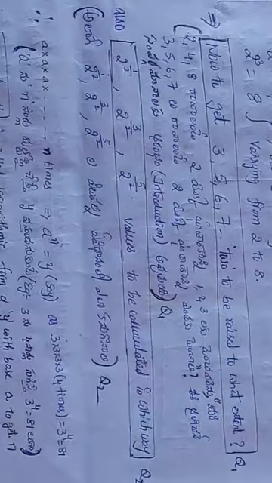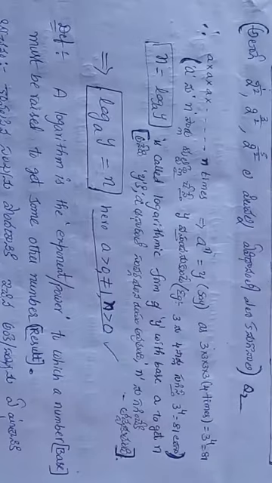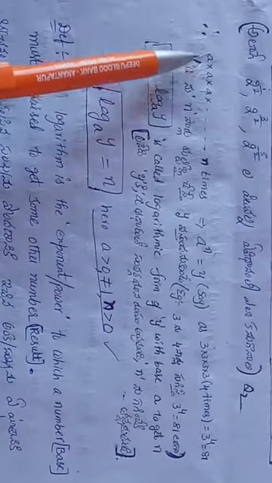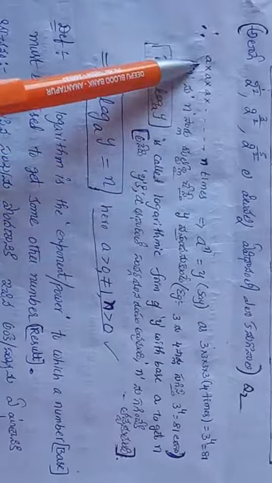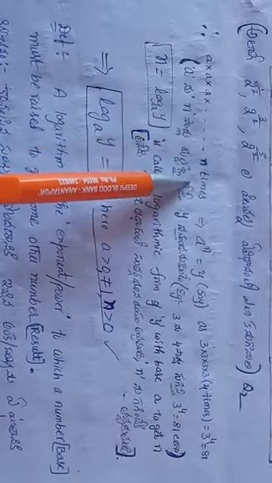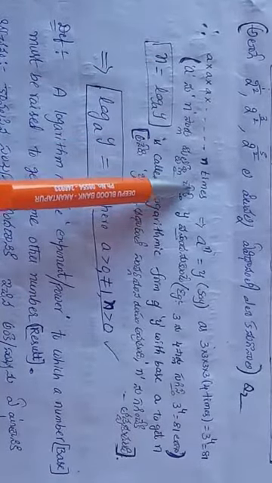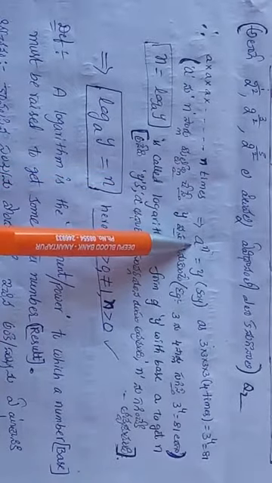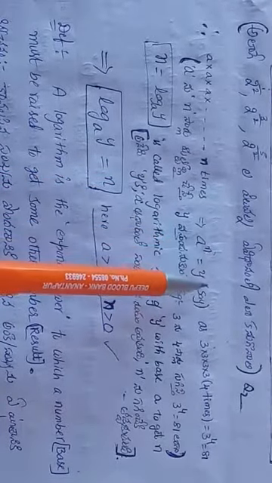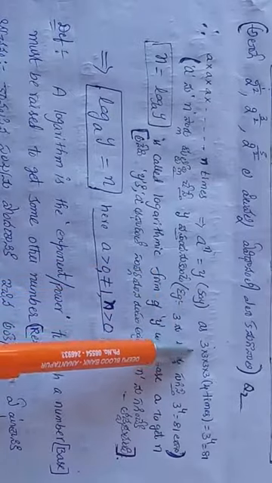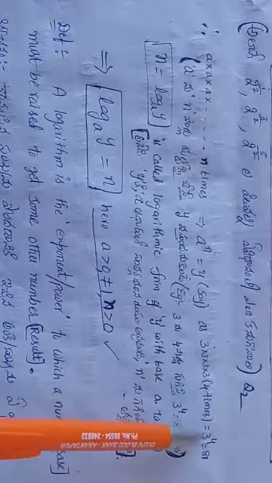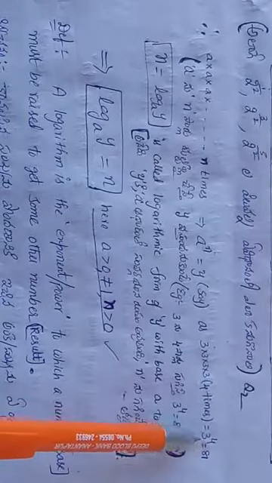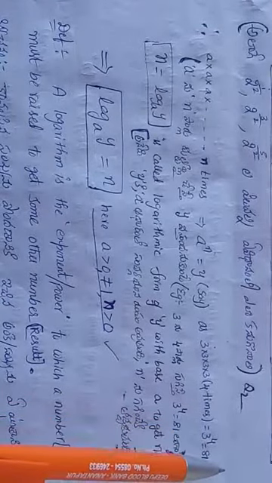Now let's go for this one. a into a into a and so on, n times. a is multiplied by itself n times. That can be written as a to the power of n, which equals y, as 3 into 3 into 3 into 3, 4 times. If you multiply it, you can write it as 3 to the power of 4. Of course, 3 to the power of 4 equals 81.